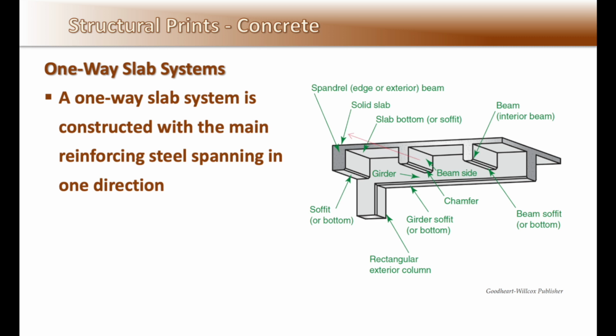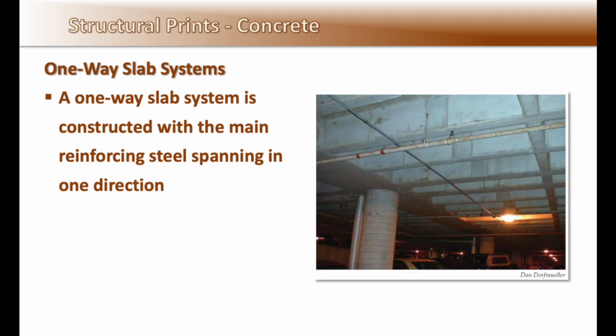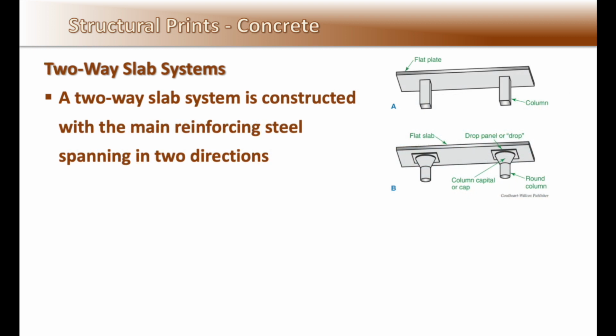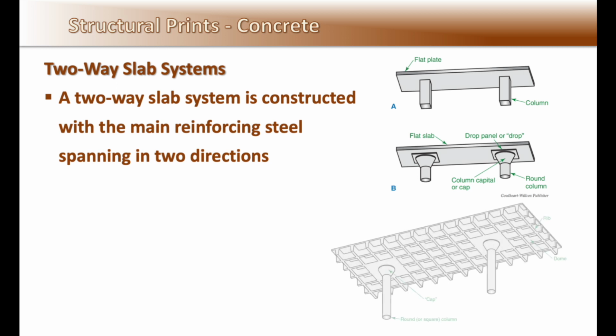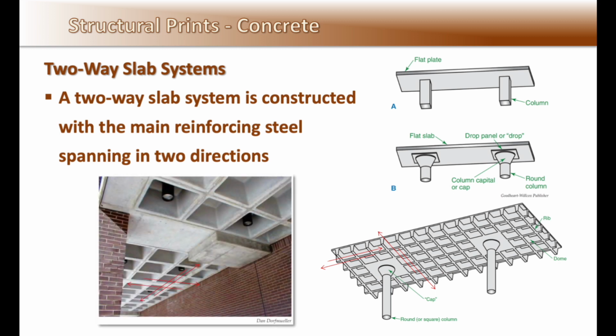Structural floor systems. The first is the one-way slab system. The one-way slab system is constructed with main reinforcing steel spanning in one direction, as seen here in this parking garage floor. A two-way slab system is constructed with main reinforcing steel spanning in two directions, like seen above in this flat slab supported by columns, and this waffle slab outside this library entrance.